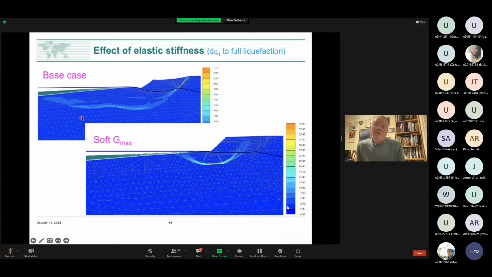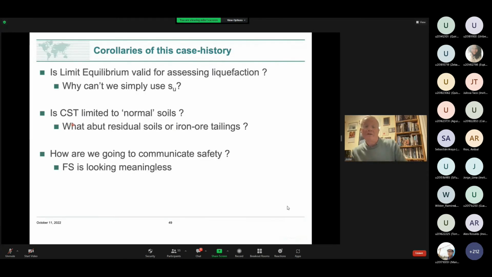And of course, you look at our liquefaction methodologies, nobody is emphasizing measure Gmax and use it as part of your analysis. Well, you can't if you're using limit equilibrium. There's no way of entering Gmax. But it's hugely important. So anyway, we're getting quite close to the end.